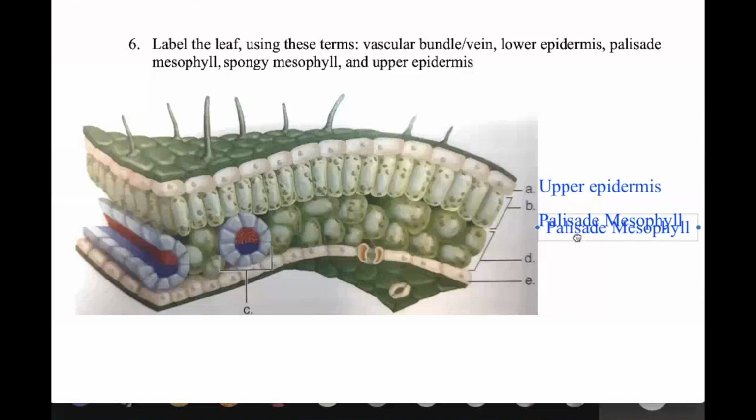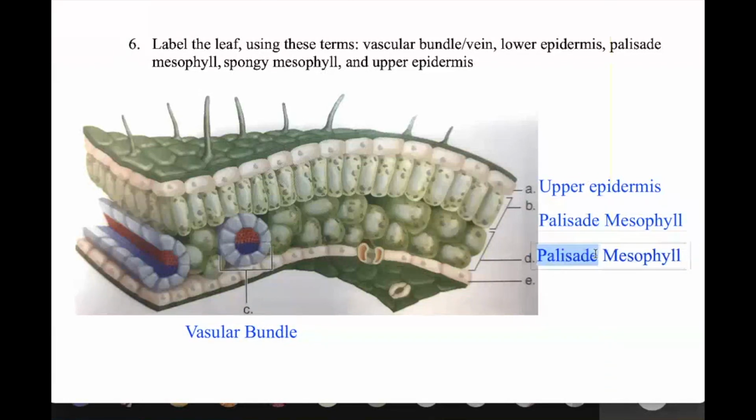C? Vascular bundle. Okay. D? Spongy mesophyll. Very good. And E? Lower epidermis. Great. The last one is stomata.